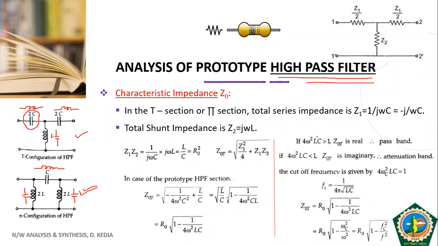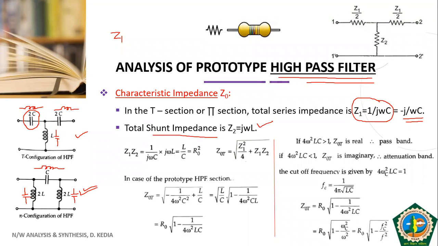Okay, so here again we will do the same thing. In the high pass filter, what is the value of Z1? The value of Z1 is 1 by j omega C, because in the series arm we have capacitors. So the total impedance is 1 by j omega C, which becomes minus j by omega C. Similarly, your shunt impedance Z2 is nothing but j omega L.